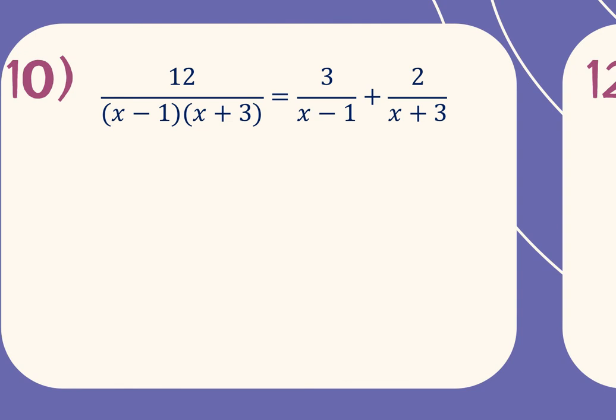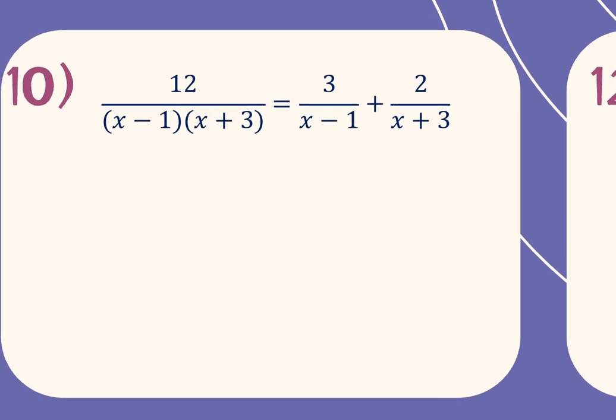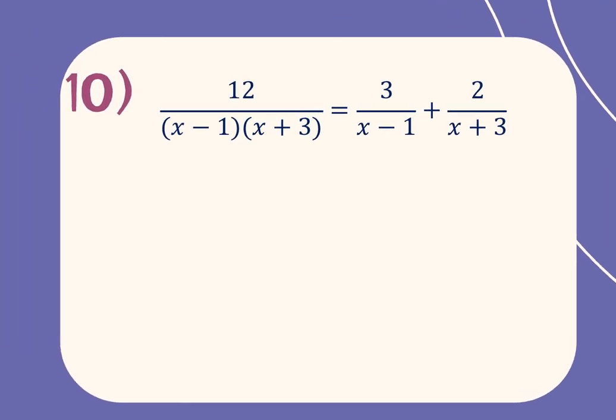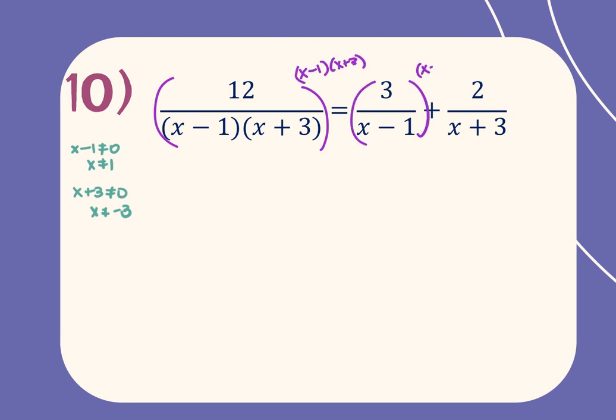This time, okay, it's already factored. The bottom left is already factored, but I'm going to take each of those separate terms and set them not equal to 0. So x minus 1 cannot equal 0, and x plus 3 cannot equal 0, which means x cannot equal 1, and x cannot equal negative 3. Then least common denominator is x minus 1, x plus 3. X minus 1, x plus 3. And x minus 1, x plus 3.